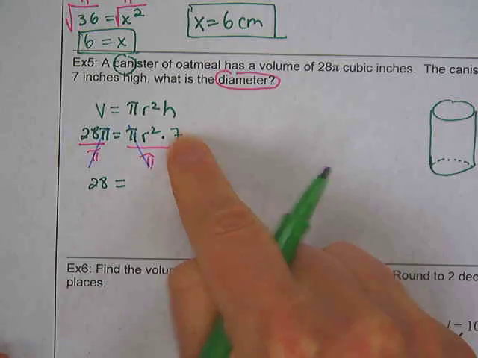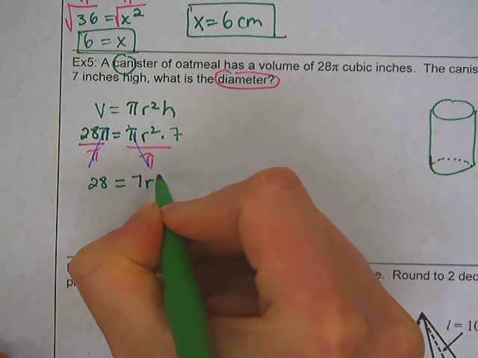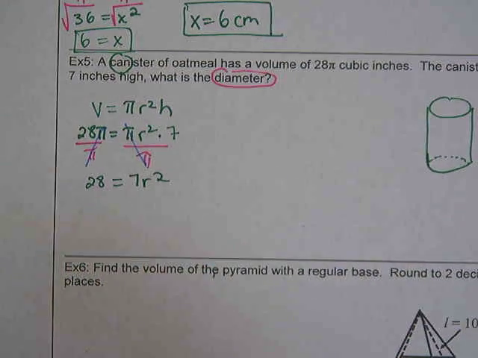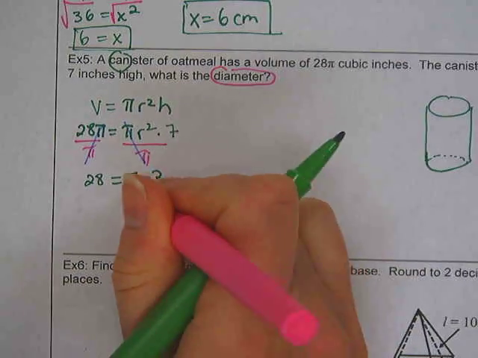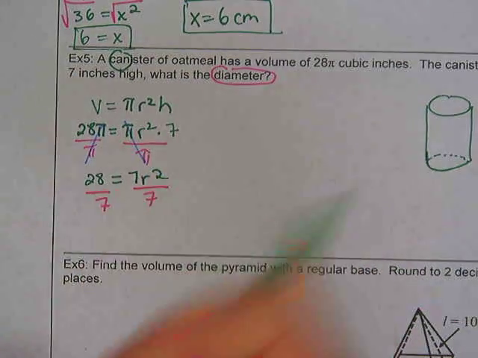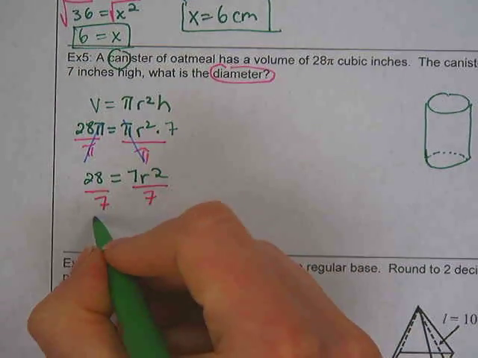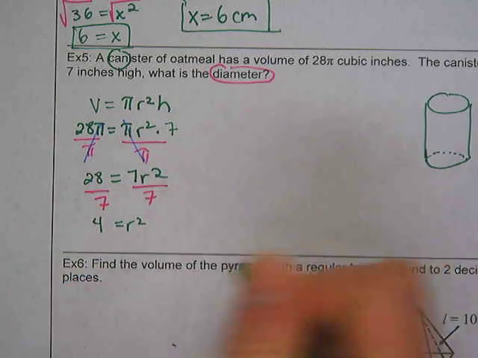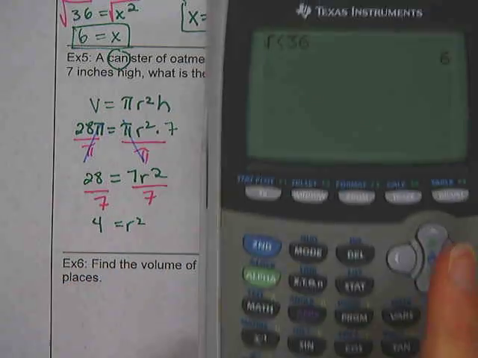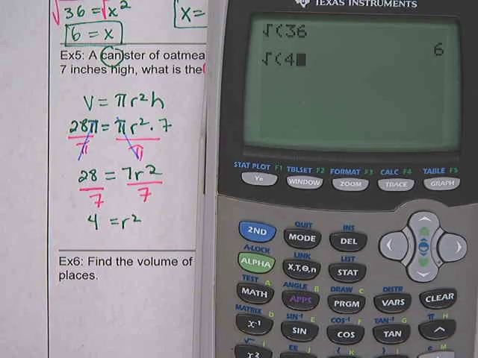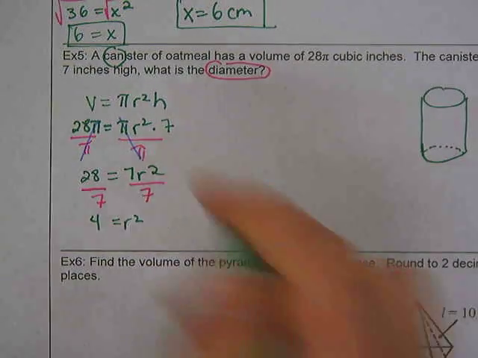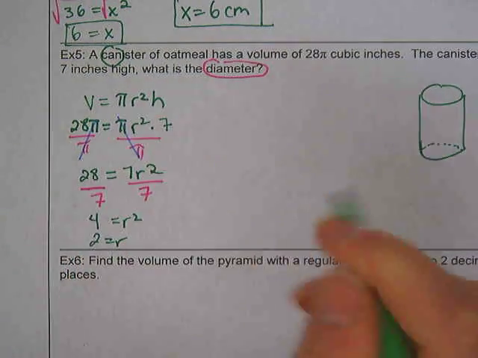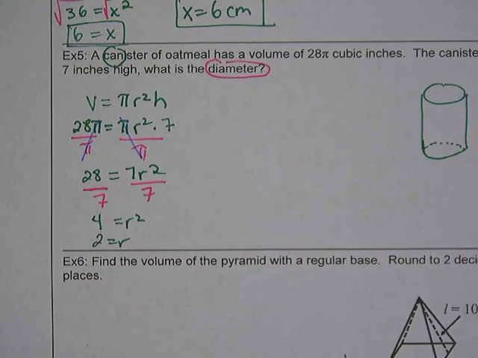Gone and gone. So now we have 28 equal to, and I'm going to put the 7 in front because I think that's how we're probably more used to looking at this. So from here, we're going to divide by 7. So now we have 4 is equal to r squared. And again, if you need to, although hopefully you don't, the square root of 4 is going to be 2.